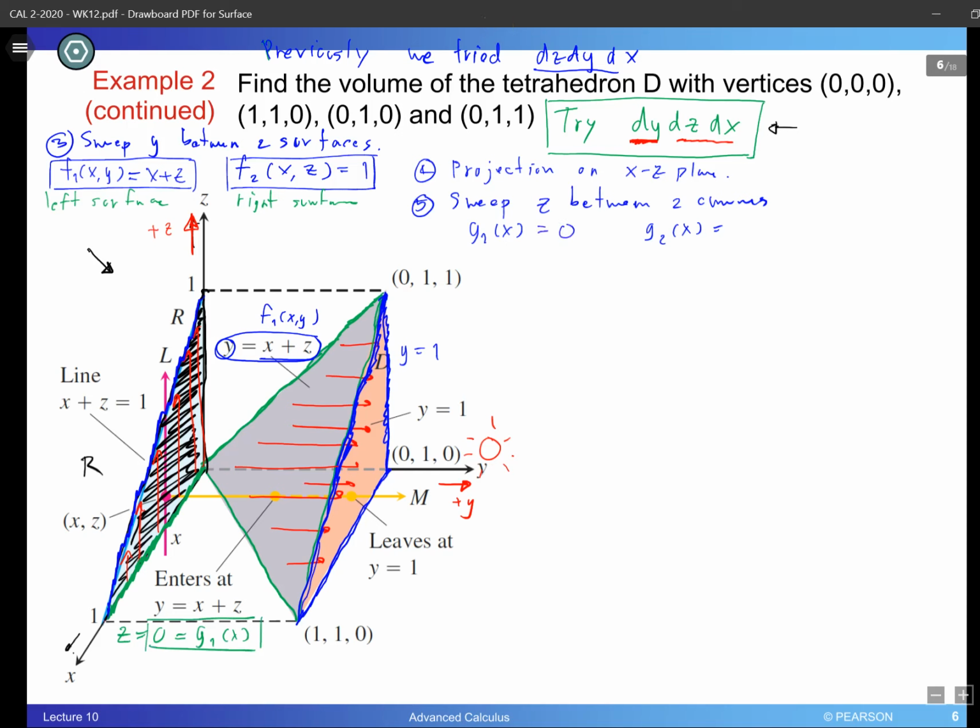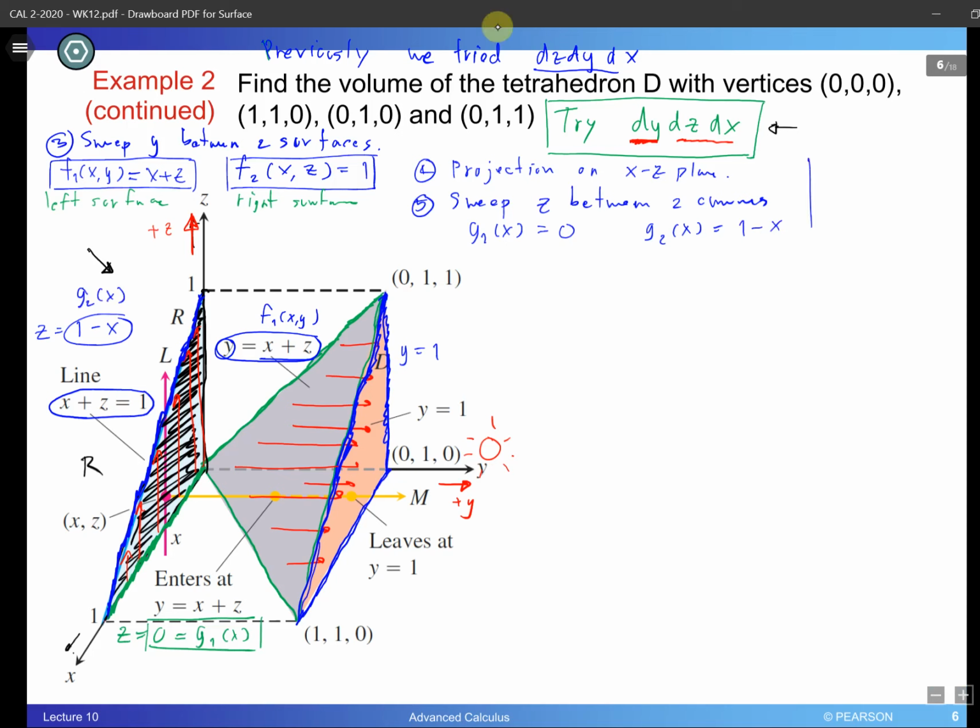Now we are going to sweep and end at this line, right here at this boundary. And we are going to use the equation for this line to represent g2 of x. And we have the equation for this line right here, x plus z equal to 1. And we can express this in terms of z equal to 1 minus x. And we can set this to be equal to g2 of x, right, in terms of x variable. So this is going to be 1 minus x.